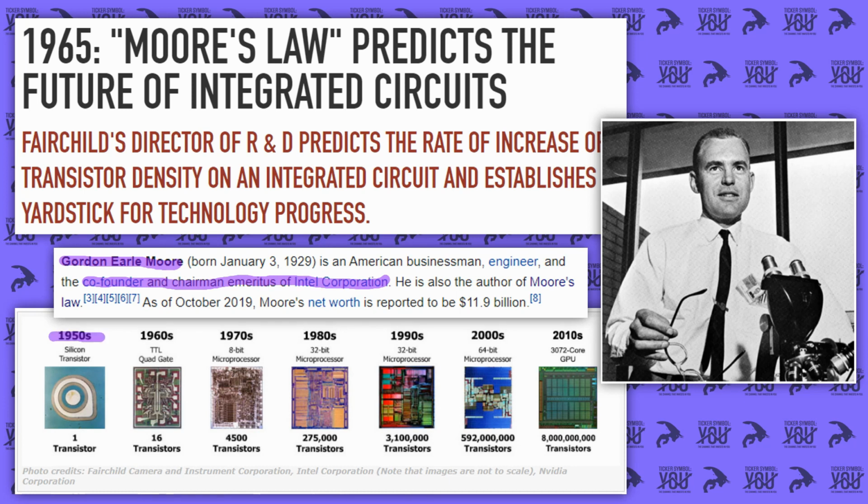In the 1950s, we didn't really have circuits, we had individual transistors. And in the 1960s, we had a simple circuit of about 16 transistors. By the 1970s, that was a microprocessor with about 4,500 transistors, so on and so forth until today, when we're talking about circuits with 8 billion transistors. And Gordon Moore predicted the pace of this progress in 1965.